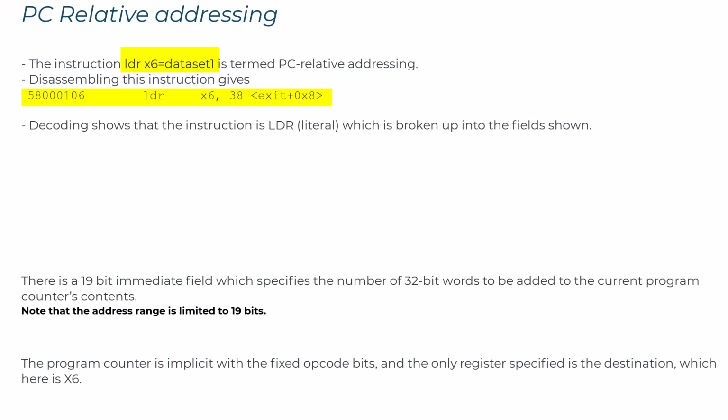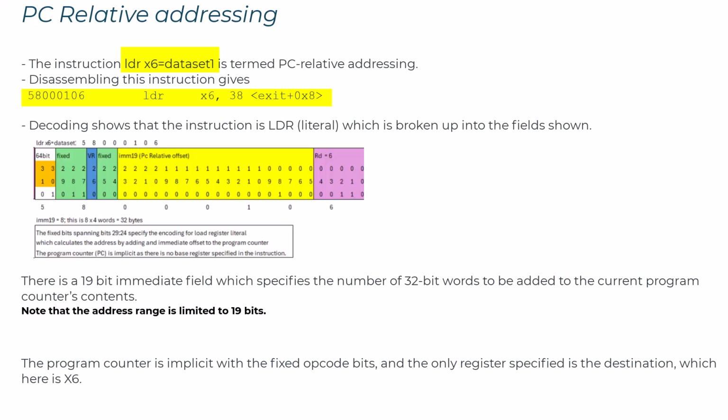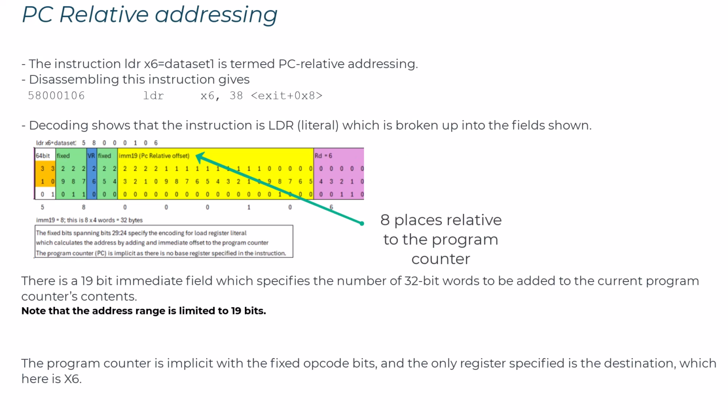Now, if we disassemble this instruction in objdump, we can see a number of the fields here. The first one that should be recognizable is the X register, X6, so that's in this field. There's an immediate field of 19 bits. This is how far we want to make our offset, so it's relative to the program counter. This is just the bit to say whether it's a 64-bit or 32-bit instruction.